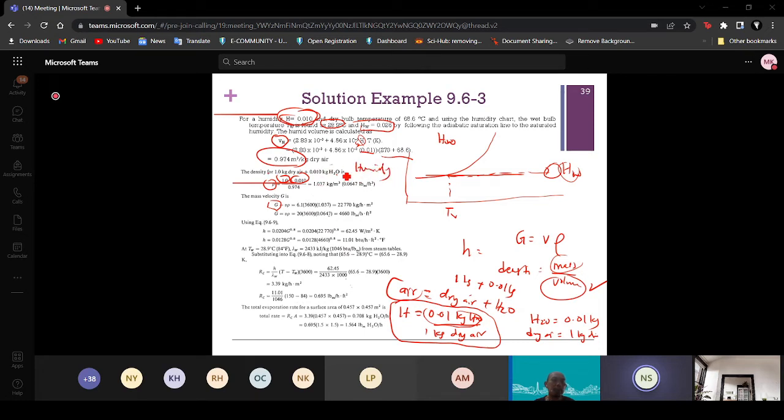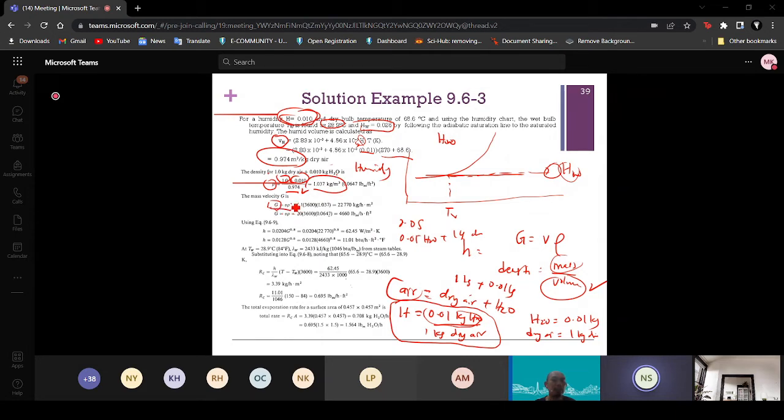Okay, if the humidity is not 0.01 but 0.05, let's say, what is the mass going to be? It's going to be 0.05 water plus 1 kilo dry air, so 1.05. Simple. It depends on the humidity. And then you divide by volume, you get density. Once you have the density, you can use G.